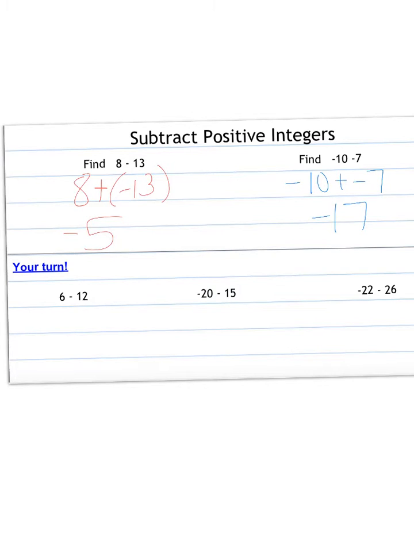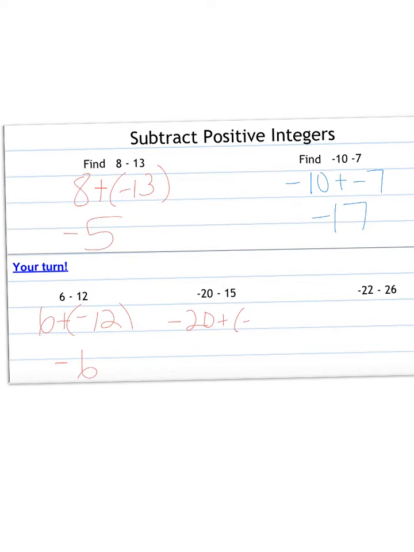Okay, a couple for you to try on your own and then come back and check. 6 minus 12. Again, turn it into the opposite, so addition and then a negative 12. Signs are different, so we find the difference between them, which is 6, and we have more negatives, therefore our answer is negative 6.